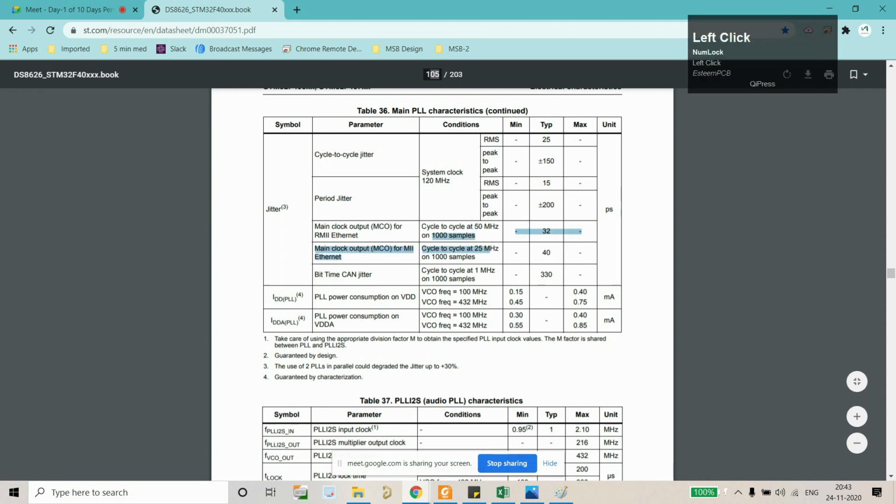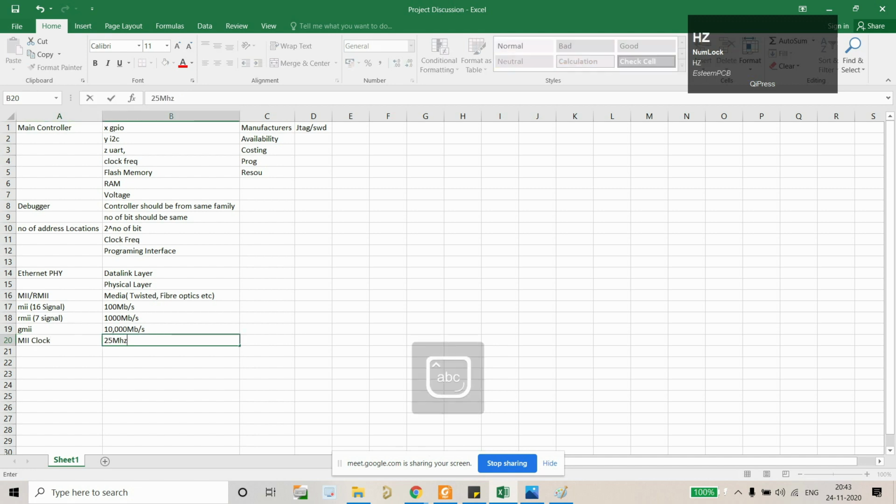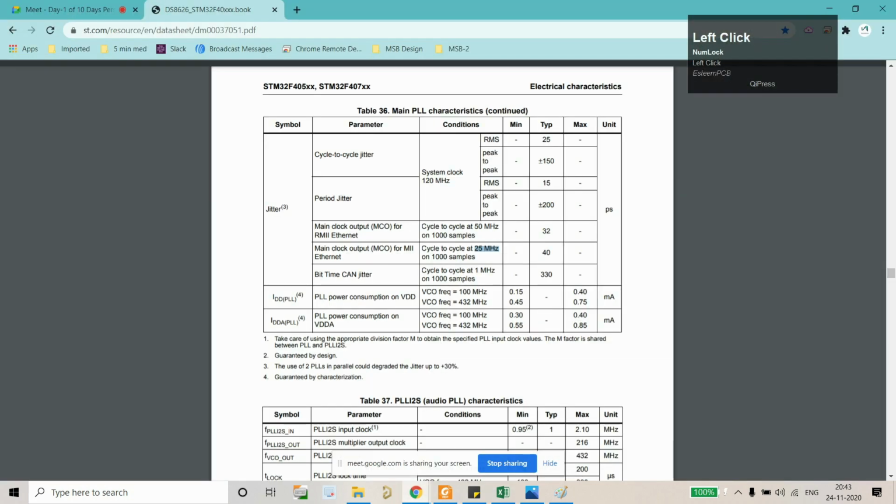Another piece of required information is that we need an Ethernet PHY which supports a 25 megahertz clock frequency, right? So that is another important piece of information we will note down, like the MII clock should be 25 megahertz. Okay, now we will see another page.